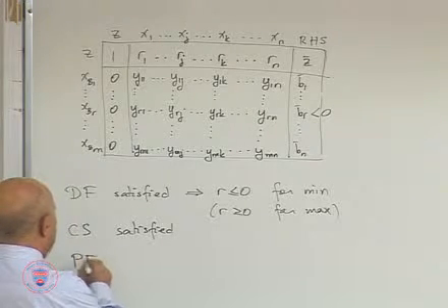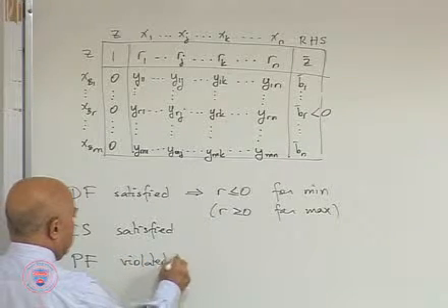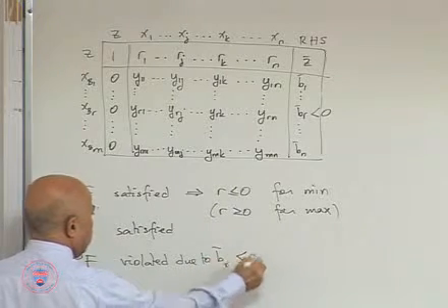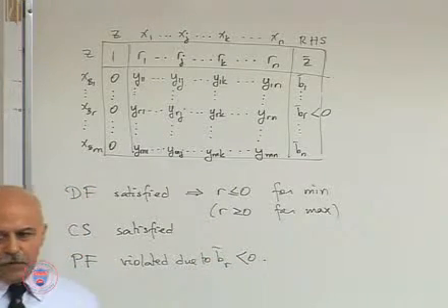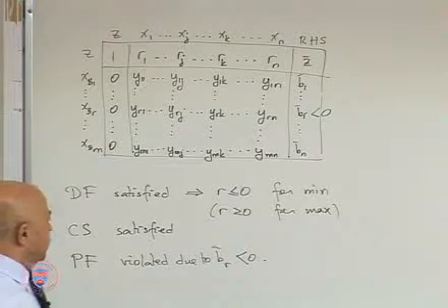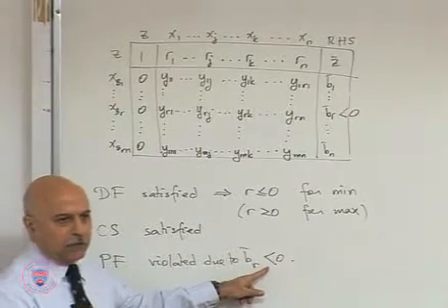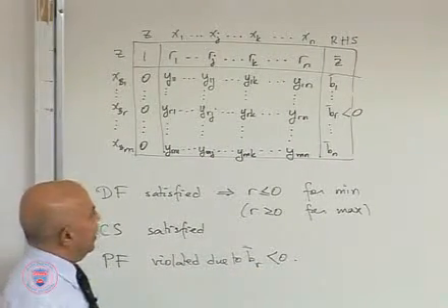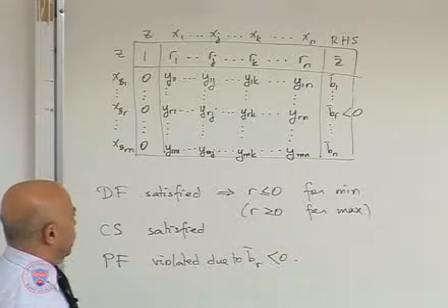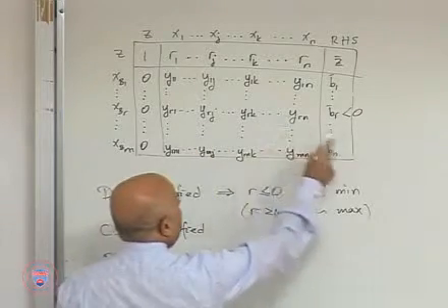Primal feasibility is violated due to BR being less than 0. There could be more than one violation. So what you want to do is remove such violations and eventually get to a basis where all of them are satisfied. To remove that, we're going to do pivoting.